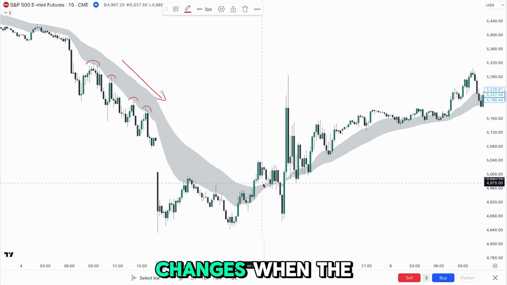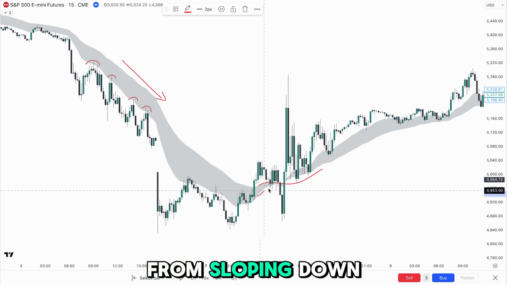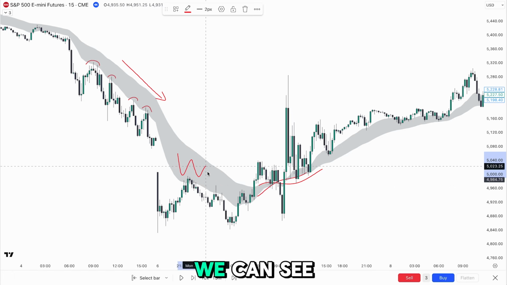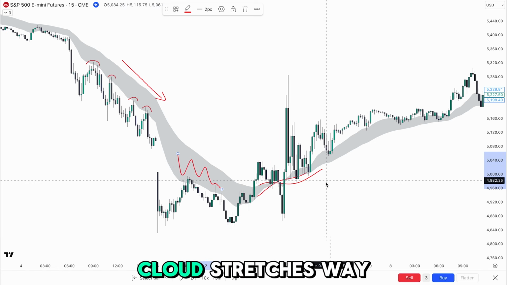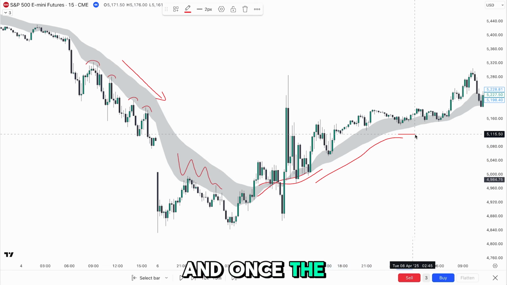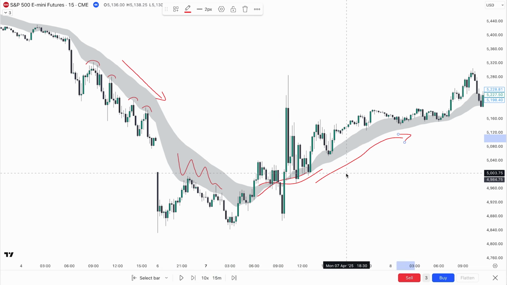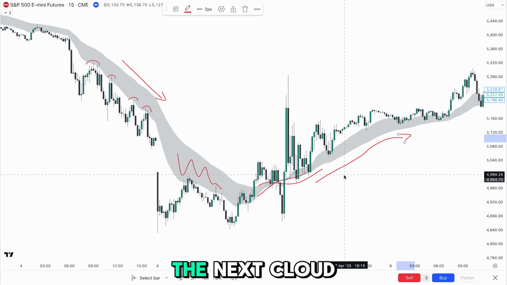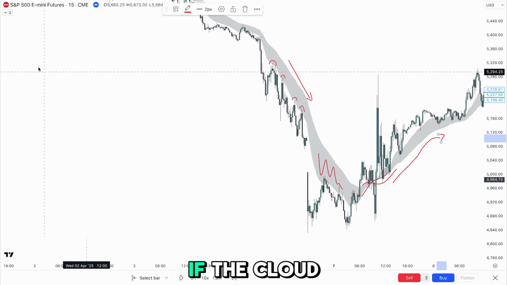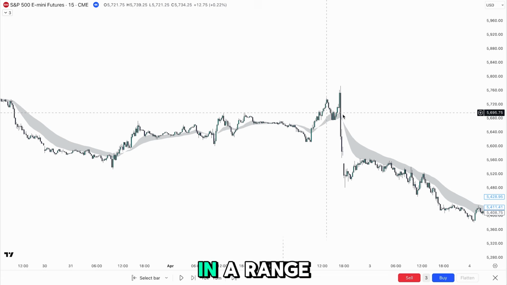And that only changes when the cloud flips from sloping down to sloping up. We can see that here, the cloud stretches way too big, and once the cloud flips, we get an uptrend, and that'll stay an uptrend until the next cloud flip, and so on. If the cloud is flat or choppy, it means we're in a range.